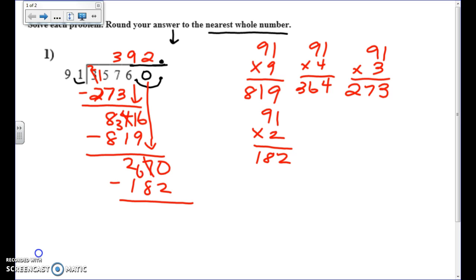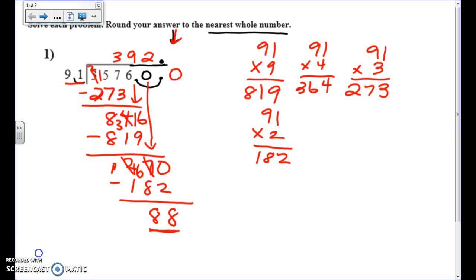I need to be sure that when I'm subtracting, I'm getting a number each time, that the number that I'm subtracting is smaller than the divisor number, okay? And 88 is smaller than 91, so I know I made a good choice. All right. Now this is the last place I have to go. I have to go one more step to determine whether or not I'm going to leave it at 392 or if I need to round it up to 393.